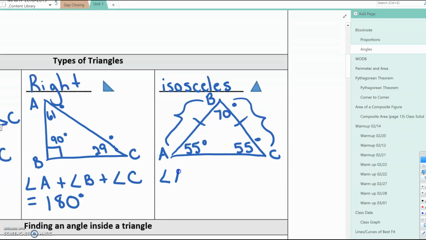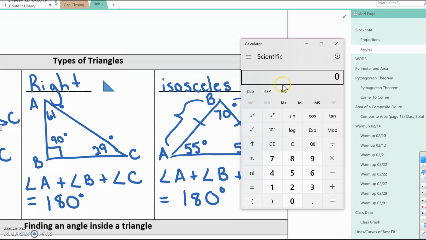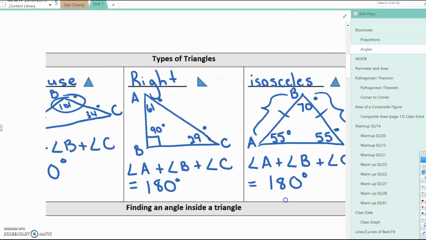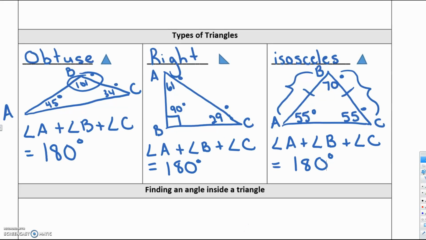So let's see if we add up these three angles, if it gives us 180. I'm just going to take out my calculator again, and let's type it in. So 55 plus 70 plus 55, and it does give us 180, and it should. The key thing here is to know that when you add up all the inside angles inside a triangle, it gives you 180 degrees.